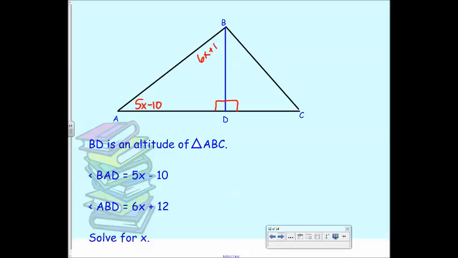5x minus 10 plus 6x plus 12 plus 90. Okay, you could do that. Do you need this part? No? If I don't do this, what do I do with this? I could also just say this equals 90, because remember, if one of them is 90, the other 2 have to add up to 90. Okay, so then what's 5x plus 6x? 11x. What's negative 10 plus 12? Plus 2 equals 90. Now what? So 11x equals 88. And what's x then? 8. Good. There you go. X equals 8.